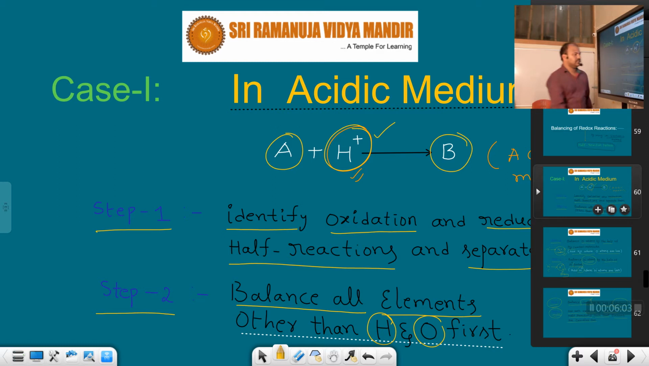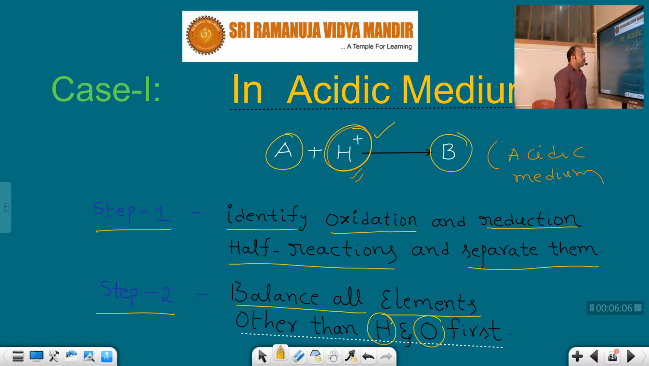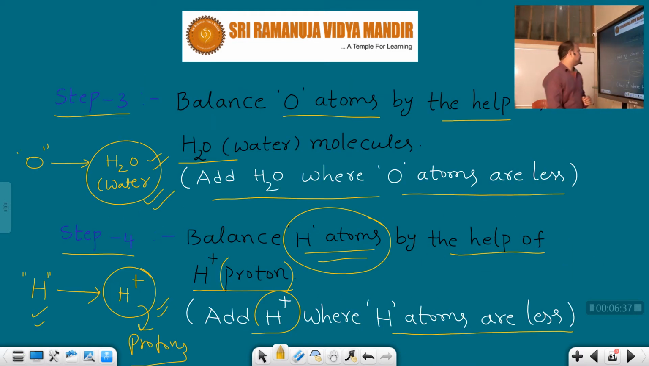Once again I will revise that. Please remember all these points, very important. How is the redox reaction balanced in the presence of acidic medium? What is the procedure? Step 1: first of all, you have to identify the oxidation reaction and the reduction reaction, and separate them. Step 2: balance all elements except hydrogen and oxygen. Except hydrogen and oxygen, first of all you have to balance all the atoms of the elements in the oxidation reaction as well as the reduction reaction.